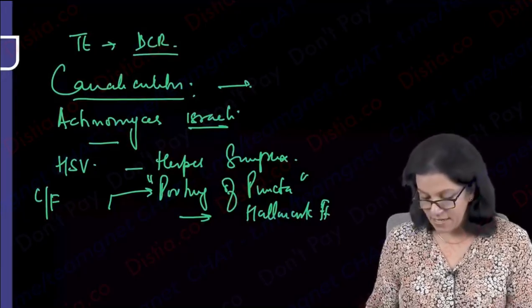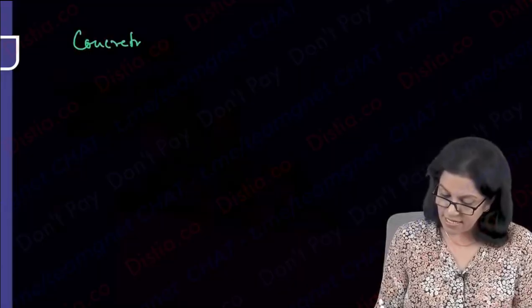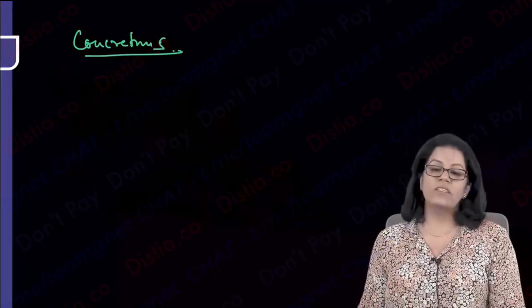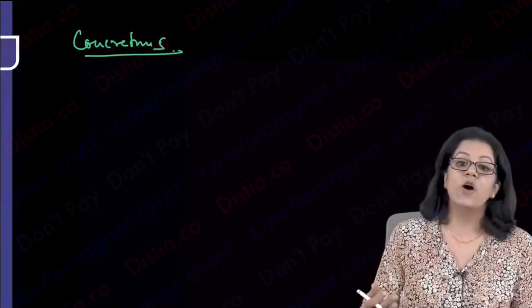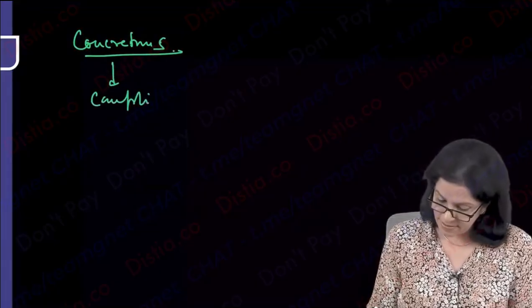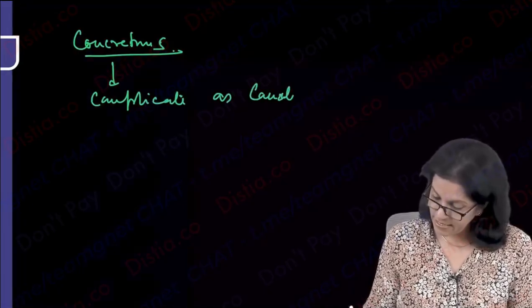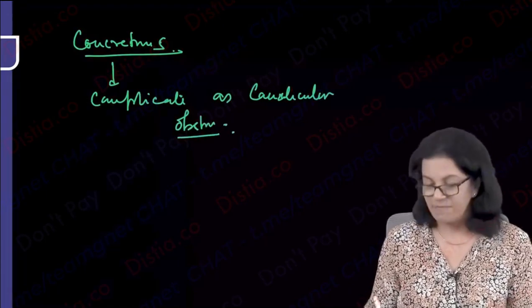And second, of course, there can be concretions inside the canaliculi. Right? So there can be concretions inside the canaliculi. And of course, that can lead to canalicular obstruction. It may complicate as canalicular obstruction and scarring.